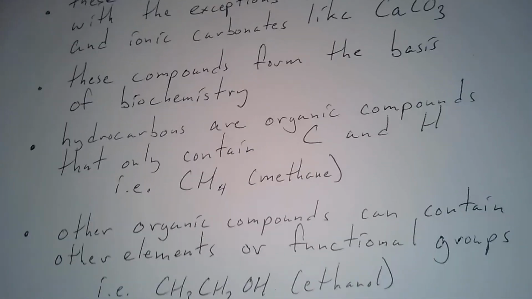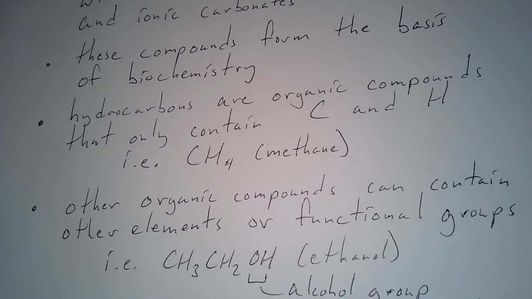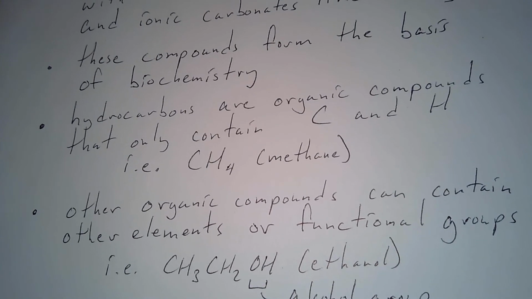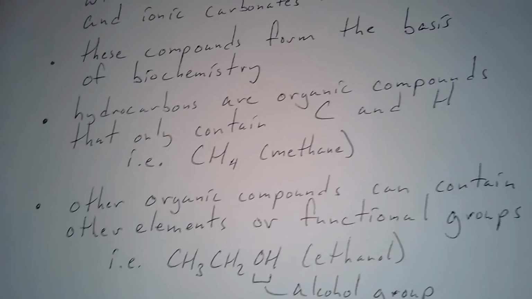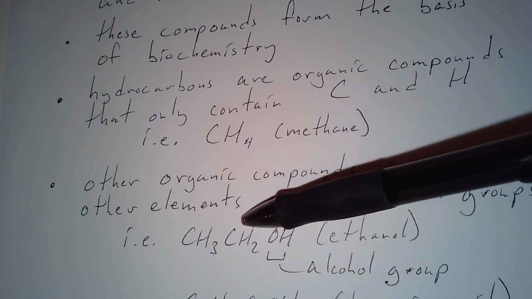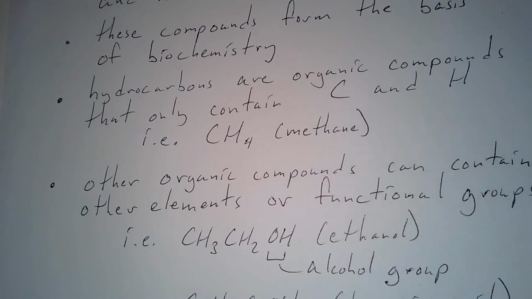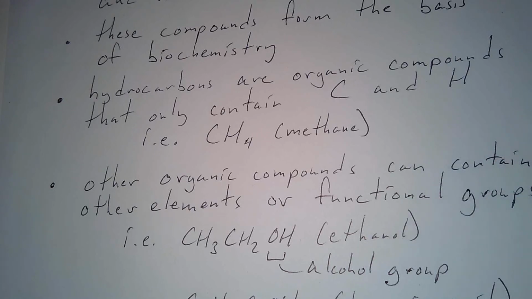Other organic compounds can contain other elements or functional groups. This here is ethanol, and it's what we call an alcohol. An alcohol is a class of compounds, and anything organic that's got an OH stuck to it is considered an alcohol. You'll see that with the OL ending, like ethanol, methanol, propanol. These are all forms of alcohols.